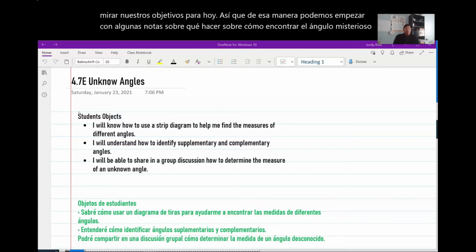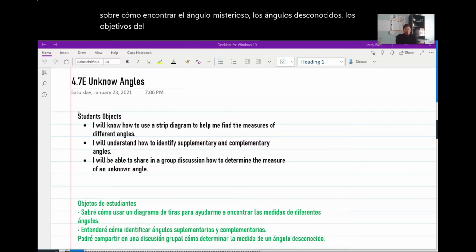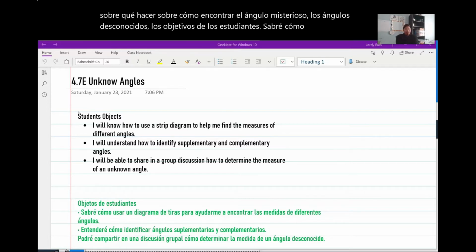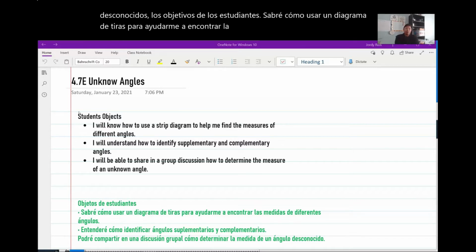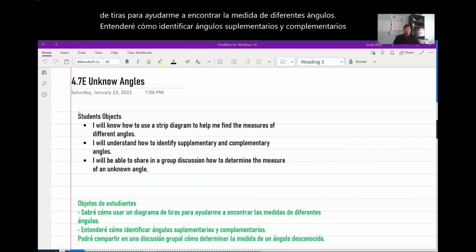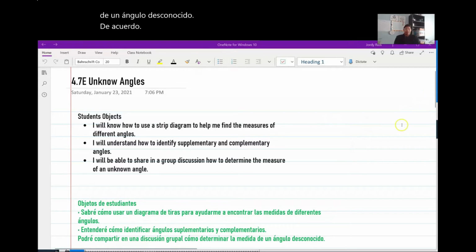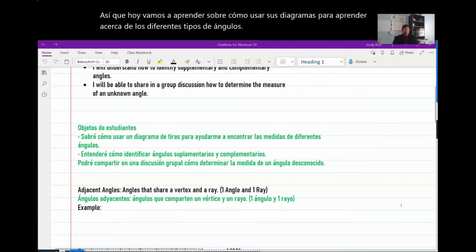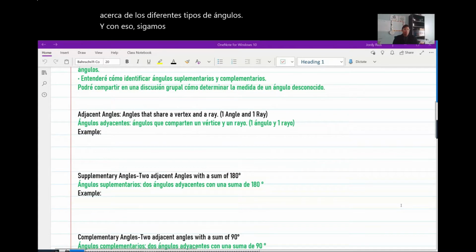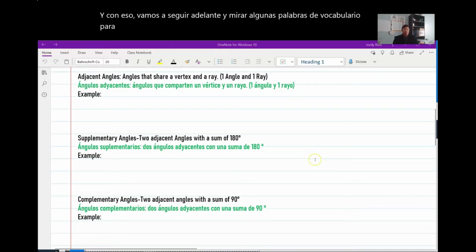Student objectives. I will know how to use a strip diagram to help me find the measure of different angles. I will understand how to identify supplementary and complementary angles, and I will be able to share in a group discussion how to determine the measure of an unknown angle. Okay? So today we're going to be learning about how to use strip diagrams to learn about the different types of angles. And with that, let's go ahead and look at some vocabulary words, so that way we know that everything is correct.